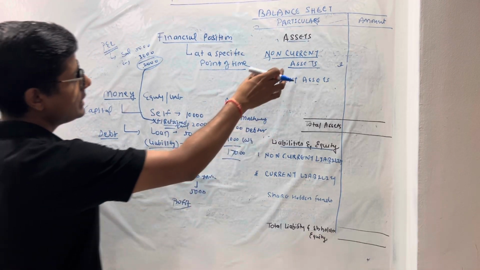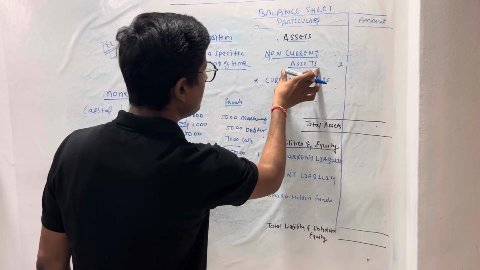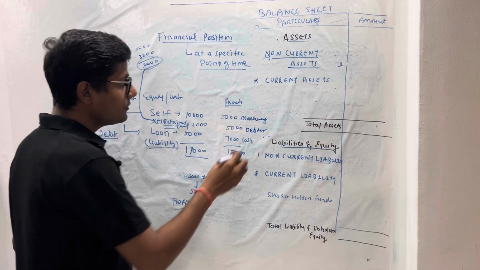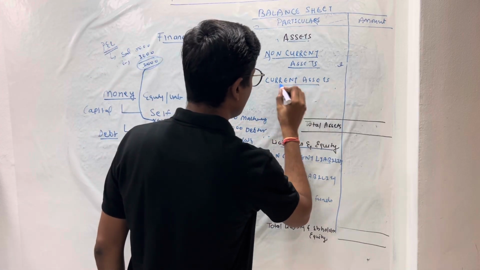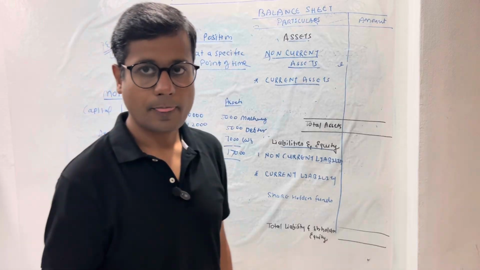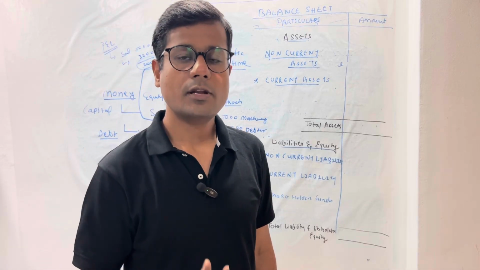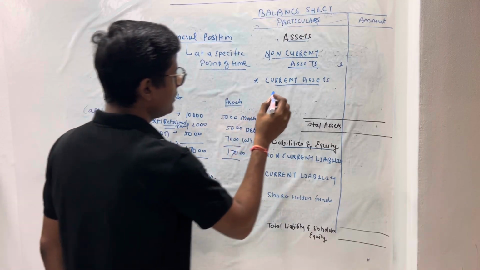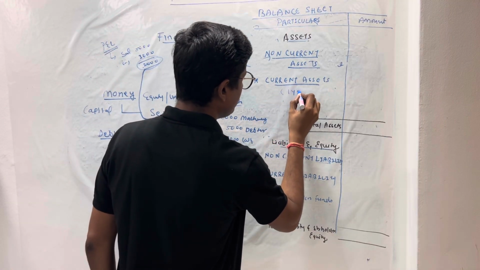Now, this side is assets. Assets are classified into non-current assets and current assets. Now let's first understand the current assets. What are current assets? Current assets are those assets which are convertible into cash, okay, within 1 year.